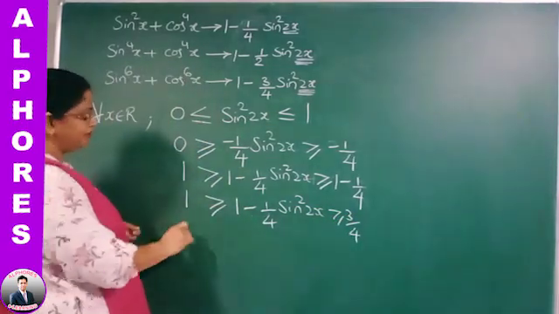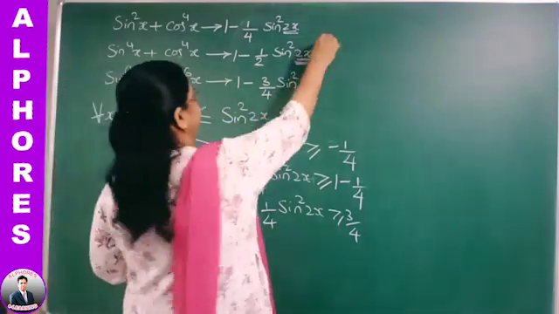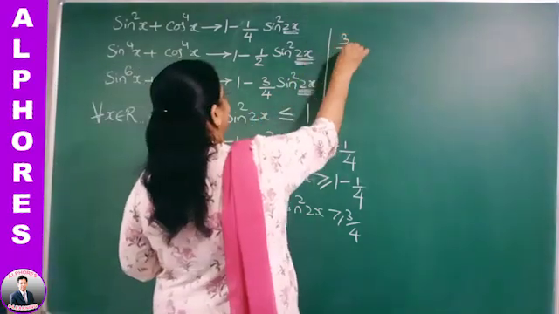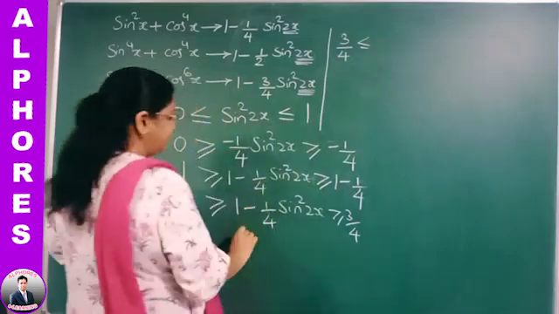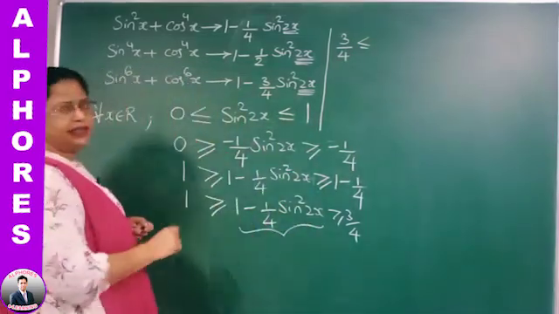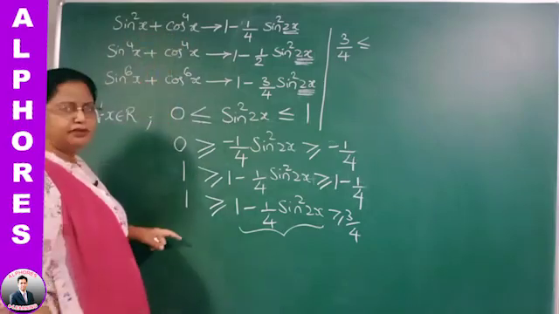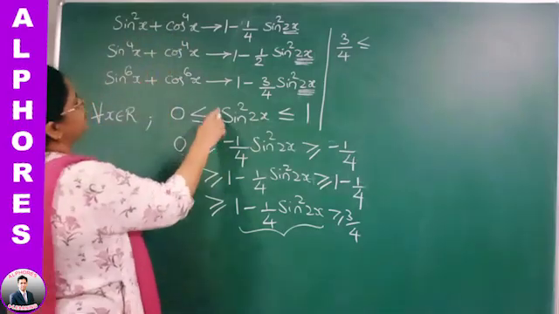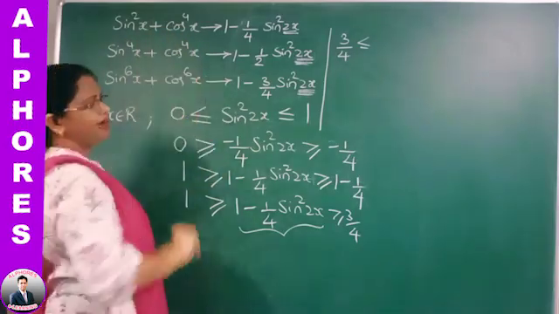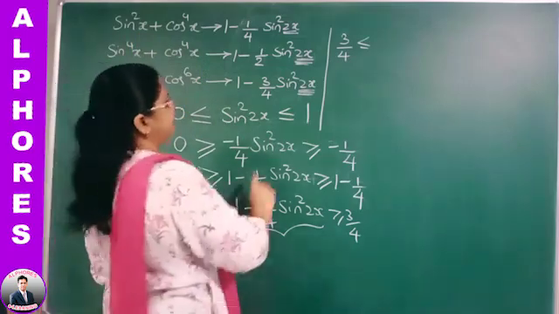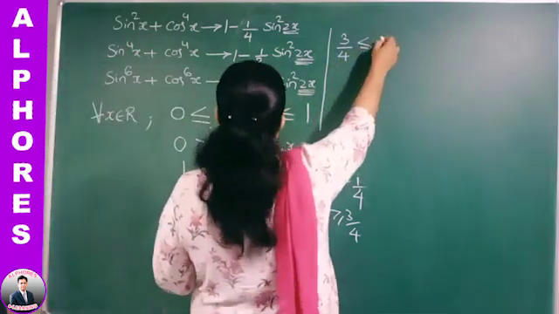Now let us reverse the values. If you reverse, what will happen here? It is nothing but 3 by 4 less than or equal to what? This value you got is nothing but our function, that is sine square x plus cos to the power of 4x. Therefore students, simply substitute the value here. That implies 3 by 4 less than or equal to how much we got here?